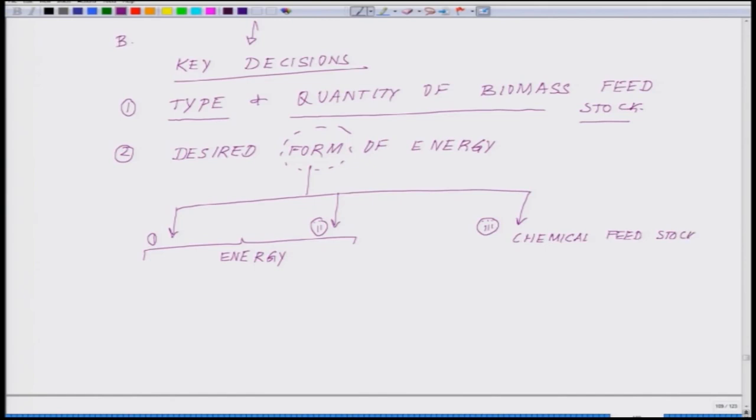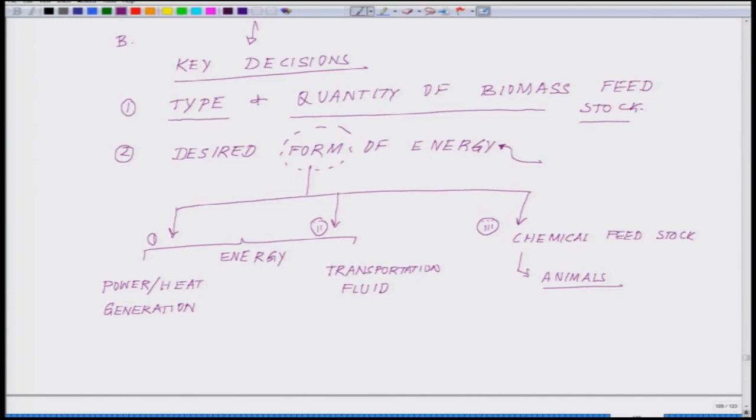So, this is for the animals, okay? Animal feed and all other stuff. In terms of the two categories, what we are talking about, you could have either power or heat generation, mostly using combustion, which will be following up next, or you could transform into liquid or gaseous fuel in terms of transportation fluid. Okay.